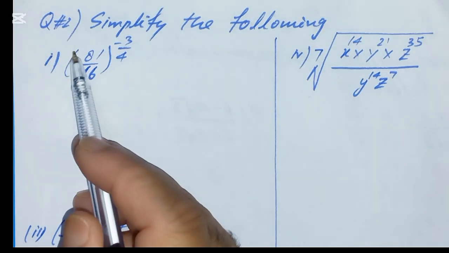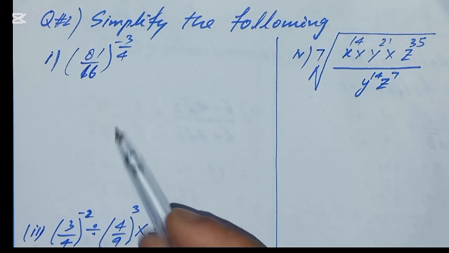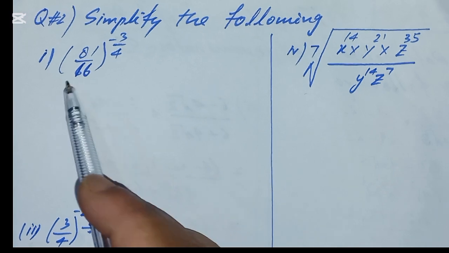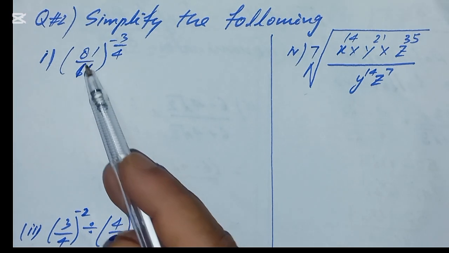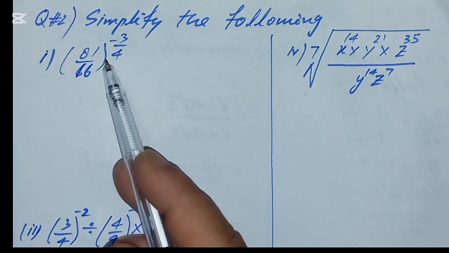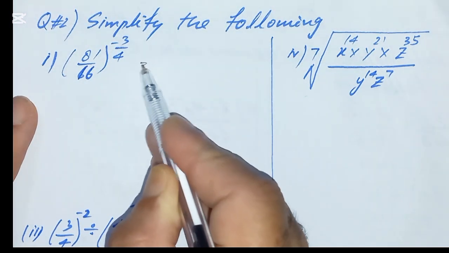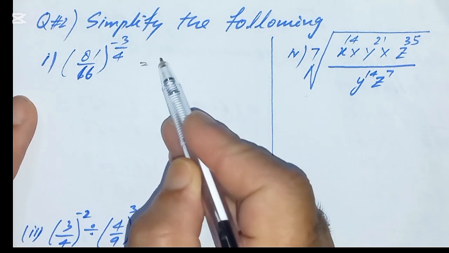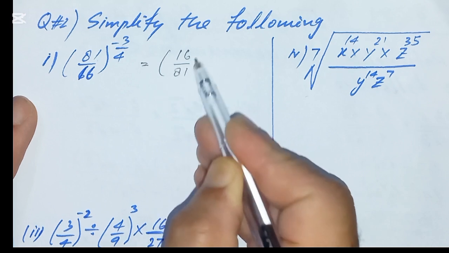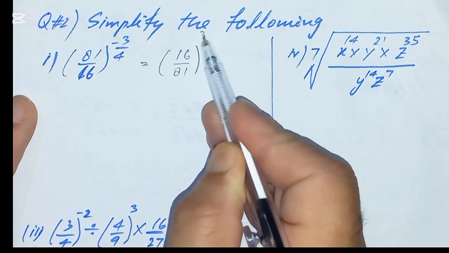Second question of this exercise is simplify the following. In the given question we want to simplify it into simplest form. We want to write this into simplest form. This is question number 1. Bracket 81 by 16 bracket close whole power minus 4 by 3. Its power is minus 4 by 3. By using laws of indices, properties of indices, we can write, if we change this 81 by 16 and we write 16 by 81, the sign of its power will be changed and it will become 3 by 4.